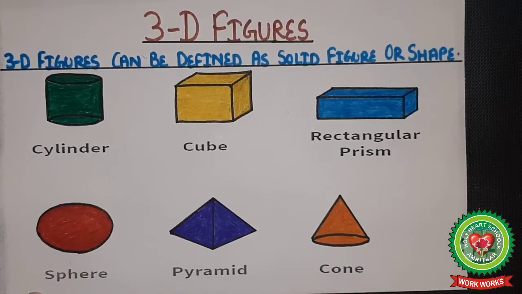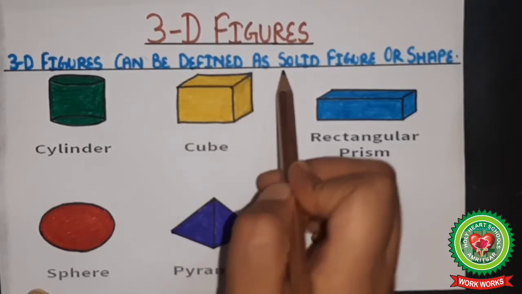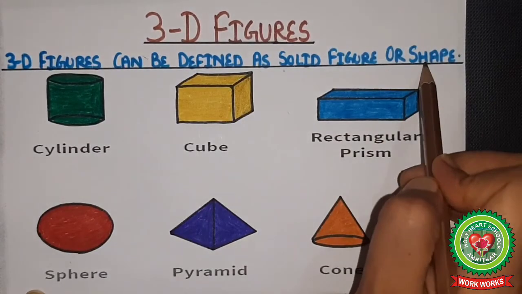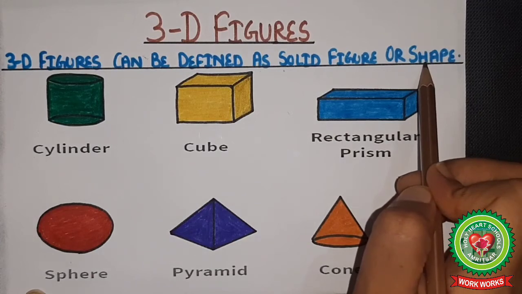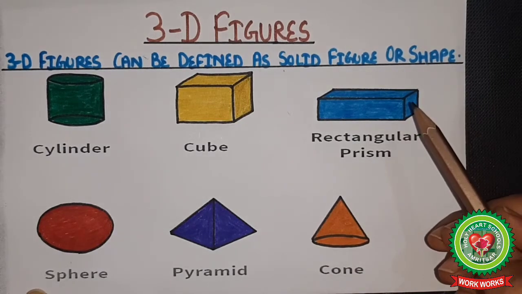Friends, before understanding the meaning of volume, let us discuss what are three-dimensional figures. So, three-dimensional figures can be defined as solid figure or shape, or simply we can say figures which have three dimensions like length, breadth and height.